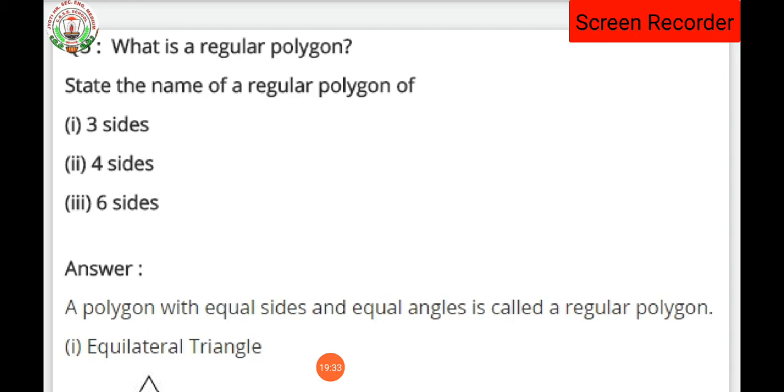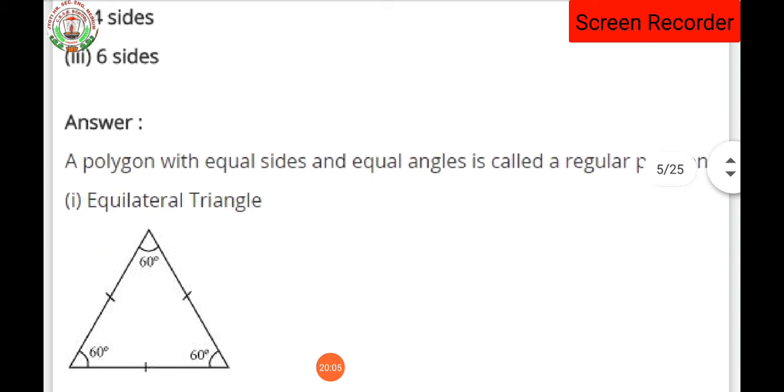State the name of a regular polygon. A three-sided regular polygon will be an equilateral triangle, because all three sides are equal and the angles are also equal. Four-sided, obviously, will be a square, because all four sides are of equal measure and all four angles equal 90 degrees. Then six-sided is a regular hexagon. Understood? Simple question, students.